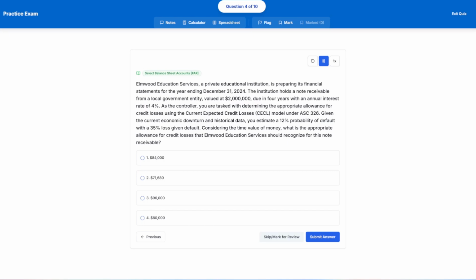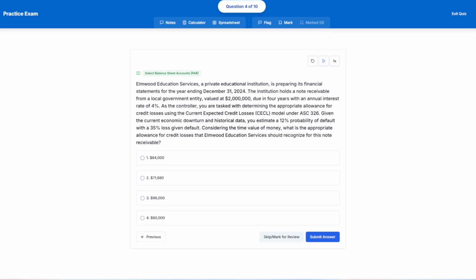Given the current economic downturn and historical data, you estimate a 12% probability of default with a 35% loss given default. Considering the time value of money, what is the appropriate allowance for credit losses that Elmwood Education Services should recognize for this note receivable?